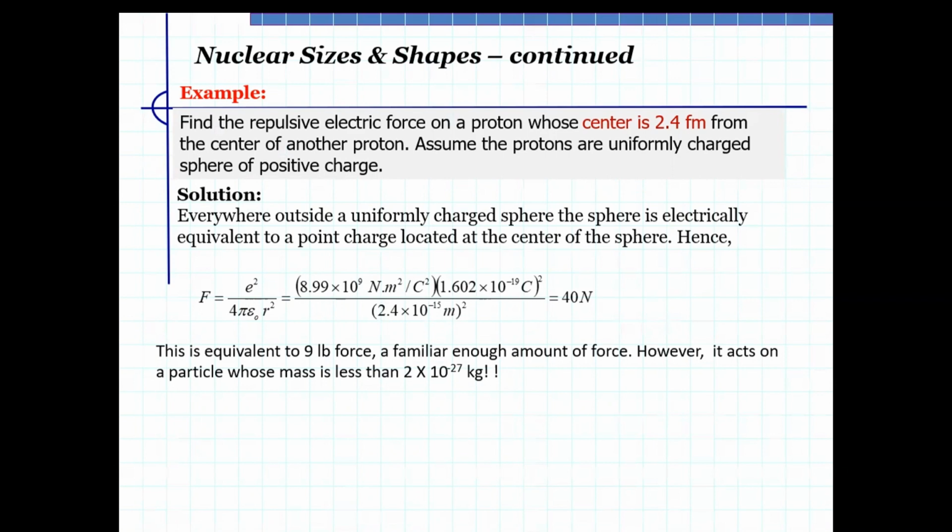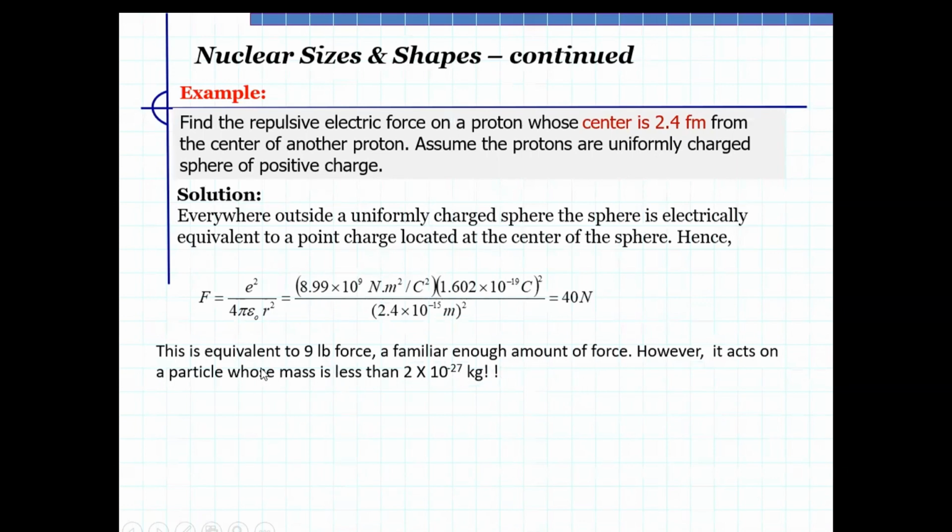e squared divided by 4 pi epsilon naught times r to the power 2. The radius is known to us, and we use this constant, and the charge is 1.6 into 10 to the power minus 19 Coulomb, and that's how we simplify and find out that it is 40 Newton. Now you must remember that this force is not small, and for these charges, this force is huge. It is equivalent to 9-pound force, a familiar amount of force.